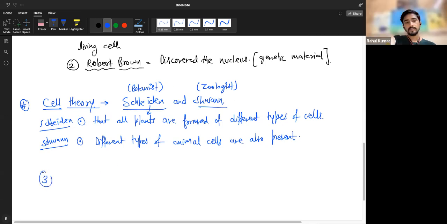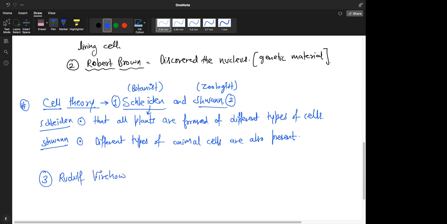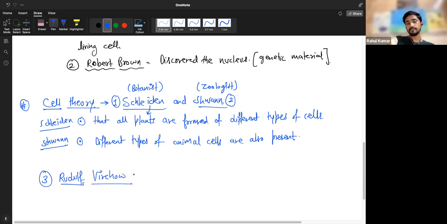That's why a third scientist came, whose name was, you remember the name of the third person? Rudolf Virchow. Yeah. Yes. He came and he filled in the blanks, the dots. He connected the dots. He said that cells divide to give rise to new cells. So every cell came from a pre-existing cell. Right?